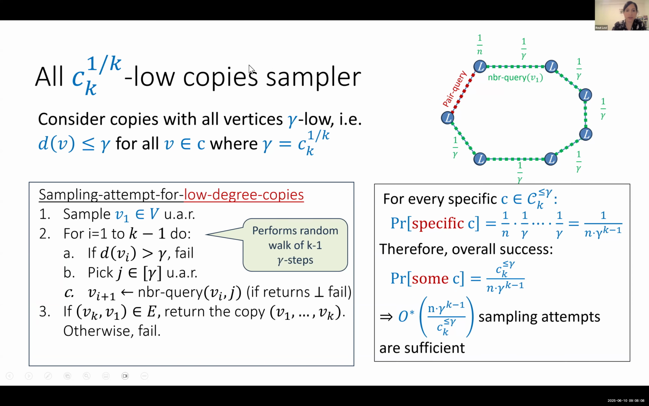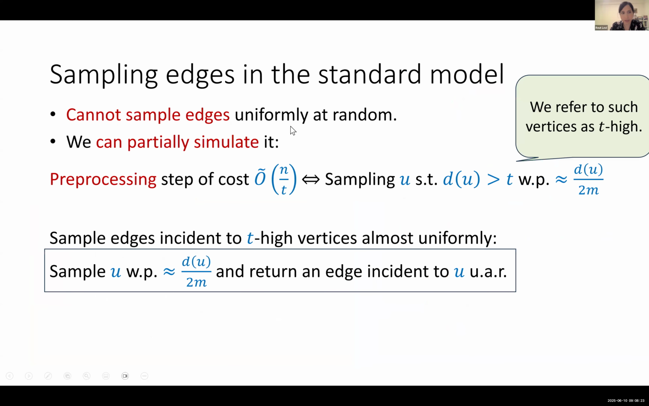Okay, so this gives a tight algorithm for the case that the copies consist of only gamma low vertices. Now let's see what happens if we have high degree vertices.